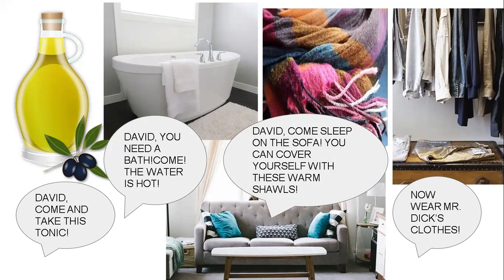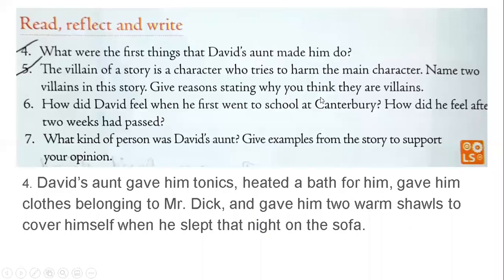So what are the things you have to remember? Try and remember this picture. When you write your answer, remember this picture and you will not get it wrong, ever. So look at all the things you have to remember. Tonic, bath, and you have to remember Mr. Dick's clothes, which were very big for David because Mr. Dick was a man, David was a boy. The sofa and the shawls. How many things? 5 things. Don't forget them. And now this is how you write it down.